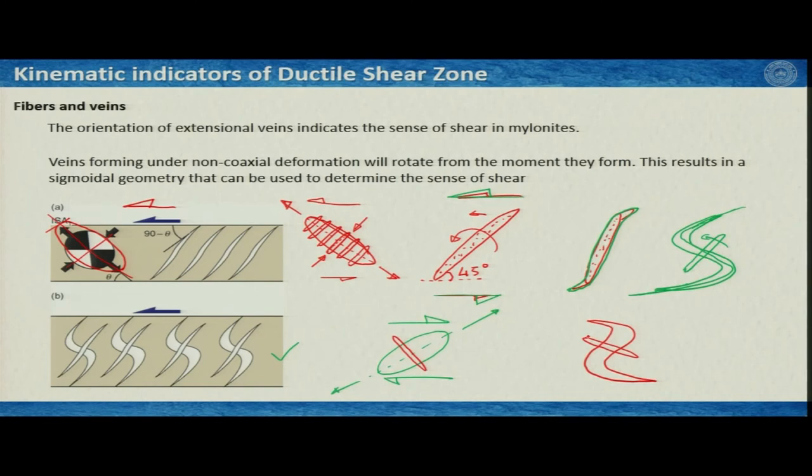So if you see fibers or veins or extensional shear fractures within the shear zone with a shape of S, then this must be sinistral. And if you see in a similar way a shape of Z, then this must be dextral. But these are instantaneous references. It is important that while concluding whether it is S or Z, and then whether this is sinistral or dextral, you make some sketches, you understand the processes, and then go further with your conclusions. So, here are some examples.